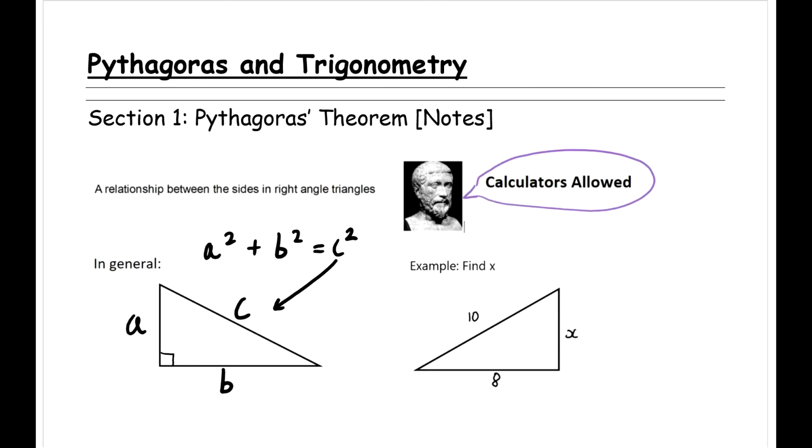So in this example here, we have this triangle. Best place to start straight away is to write down Pythagoras' theorem. And again, we're going to label our triangle, making sure that c is going to be our longest length. And again, a and b don't matter. Next, we're going to fill in what we know. So from here, we know that a is 8, so I have 8 squared here. b is x, so plus x squared, and c is 10, so that all must equal 10 squared.